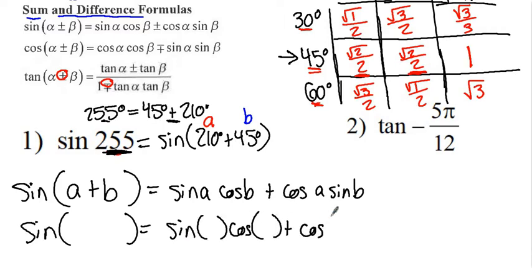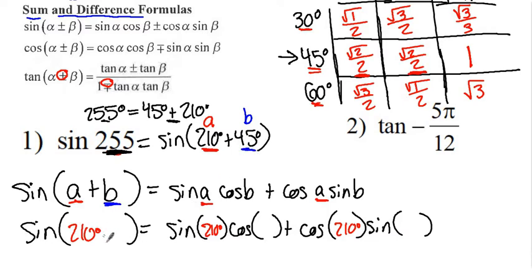Okay, the key step here is just figuring out what formula we're supposed to be using, and then once we have that formula, we plug stuff in. So our A is 210. Wherever there's an A in this formula, I'm going to put 210. So 210 goes here, here, and here. And then wherever we see a B, B is equal to 45. So plus 45, cosine 45, sine 45.